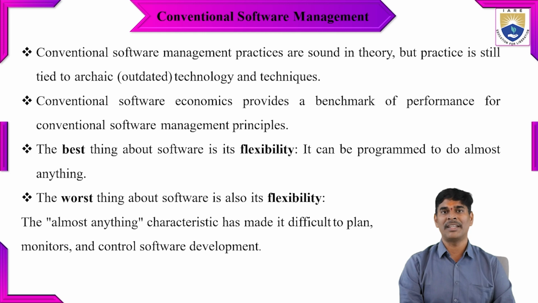The best part for the software is flexibility. It means we can use the coding part anywhere to achieve the project in the stipulated time. And the worst thing also can be called flexibility for the software. It means sometimes when you're using outdated technology, we cannot achieve the project in the stipulated time. So that is the main best and worst thing for software: flexibility in conventional software management. Why? Because we are outdated with the technology and techniques, so it is very difficult to plan, monitor, and control software development.